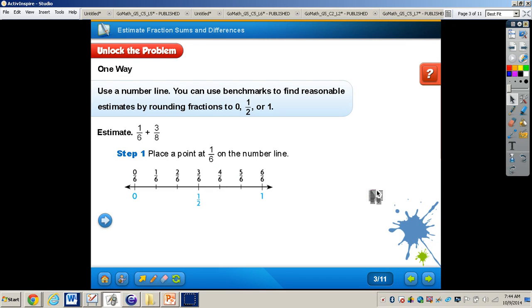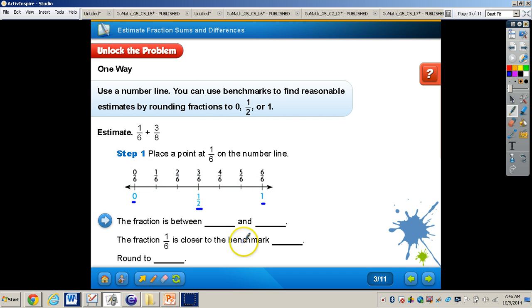Now, one way that we can estimate fractions is by using a number line. What we do with that number line, we think about the benchmark fractions to find reasonable estimates by rounding fractions to 0, 1/2, or 1. What I mean by benchmark fractions, these are the estimates that are pretty common. So 1/2 would be considered a benchmark fraction. On this number line, 1 would be a whole number, and 0. So we're thinking about 0, 1/2, or 1.